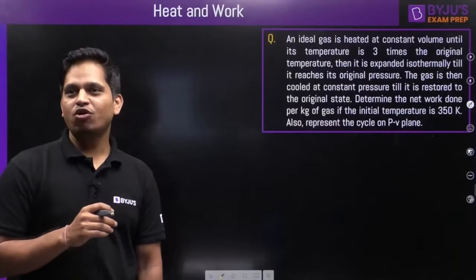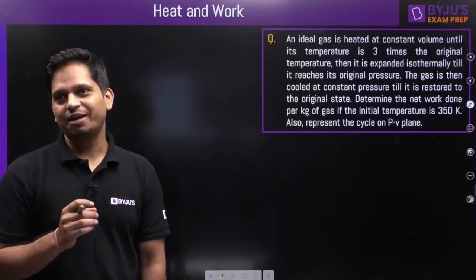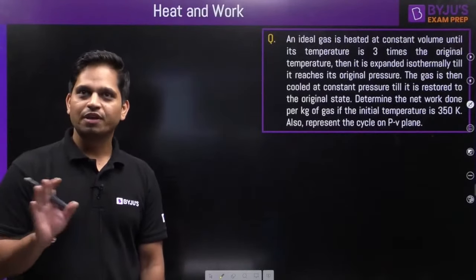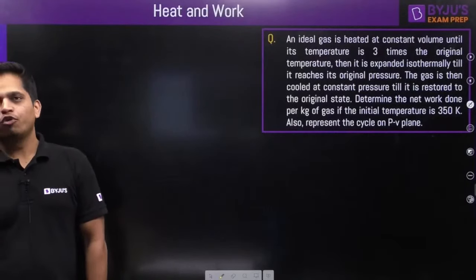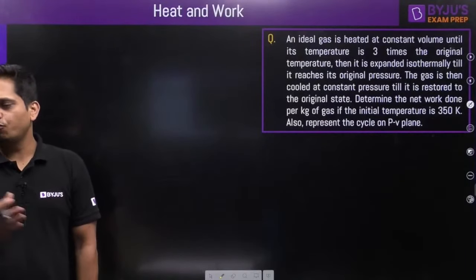No, Bhavya, I don't think any data is missing. This is sufficient. Sufficient data is given. I told you, you have to convert everything into temperatures.